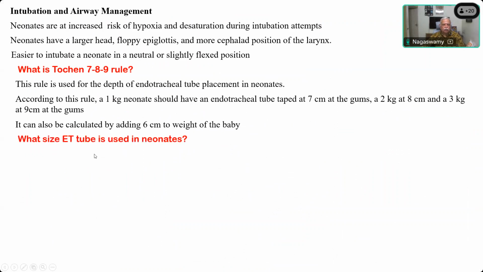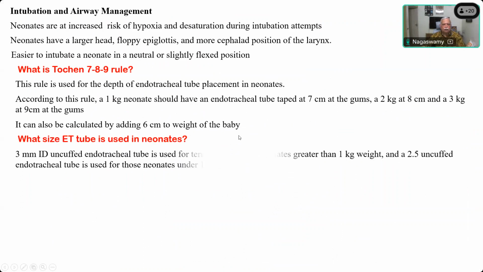Now, what is the size of the tube to be used in neonates? That is again based on the weight. 3 mm ID uncuffed endotracheal tubes are usually preferred if the neonate is more than 1 kg weight, and if it is less than 1 kg, normally a 2.5 uncuffed tube will be sufficient.